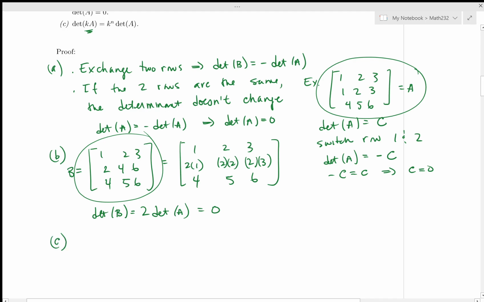The final one, the determinant of k times A, so that's every element in the matrix multiplied by k, is equal to k to the n times the determinant of A. Did we see that before? We did, right? I'm just referring back. We saw that with a single row.